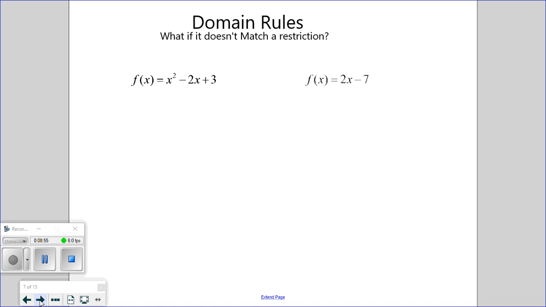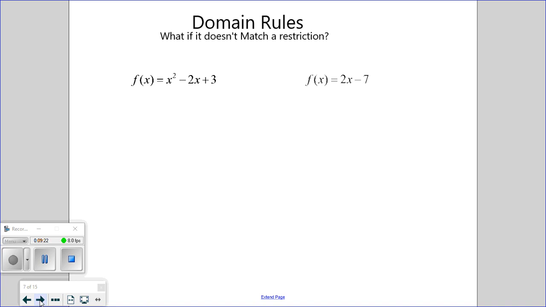What if it doesn't match one of our restrictions? I go through my list. I'm looking at these two options up here. f of x equals x squared minus 2x plus 3. f of x equals 2x minus 7. And I'm supposed to think about its domain, and my restrictions are, is it a fraction? Nope. Is it a radical? Nope. Is it a radical in the bottom of the fraction? Nope. Okay, well, that means that it doesn't have a restriction.